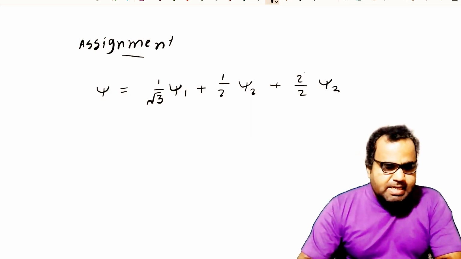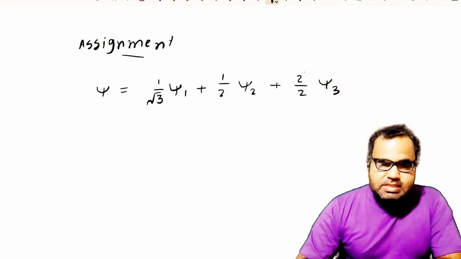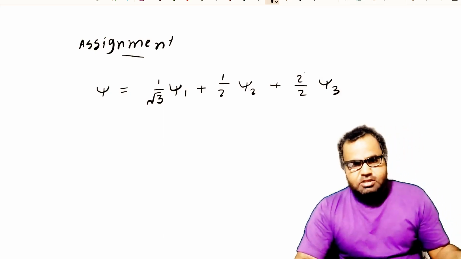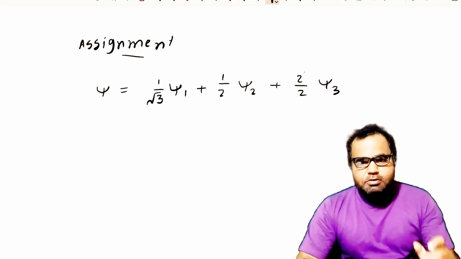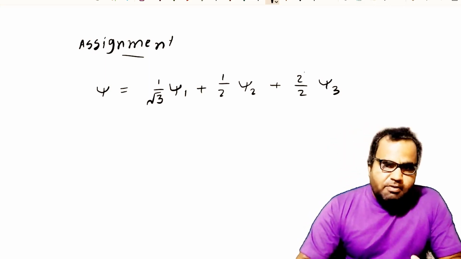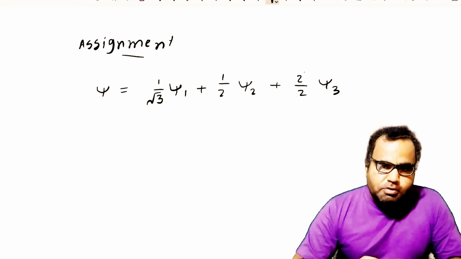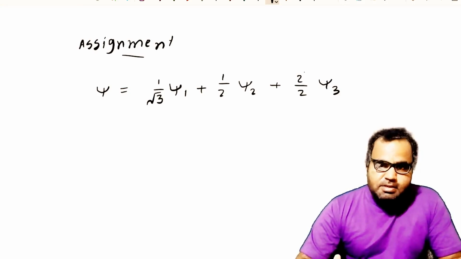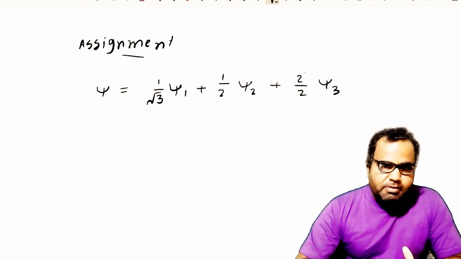So you will check whether this state is acceptable or not. The condition is very simple: the sum of absolute squares of all these values should be equal to 1. If your answer is 1, then it means that this state is acceptable. I will meet you in the next lecture.